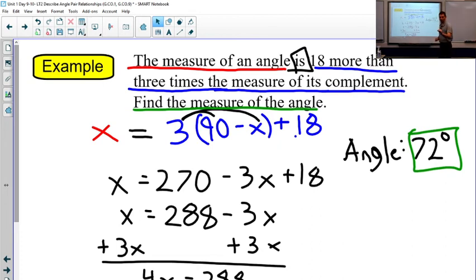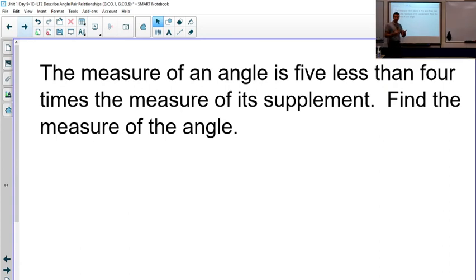So let's do one more. And this is going to be out of your homework. If you go to the worksheet, this is the first question on the homework. So pause and give it a try yourself, and then I'll show you how it should be set up. Got your equation? Okay, let's check to see if you're right.